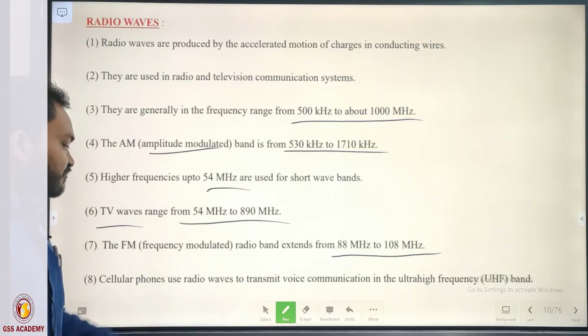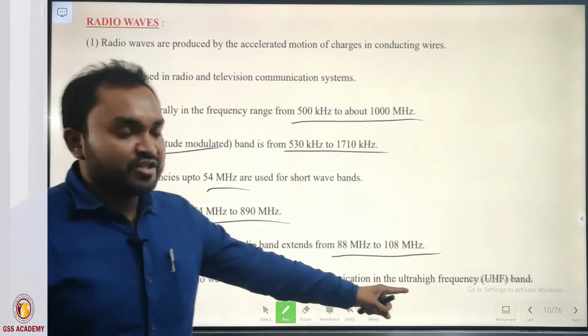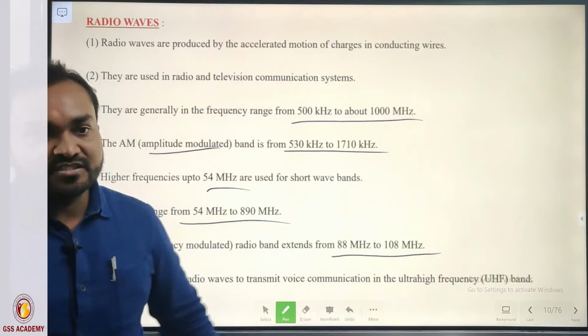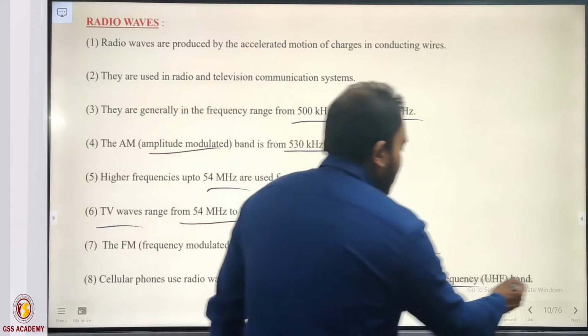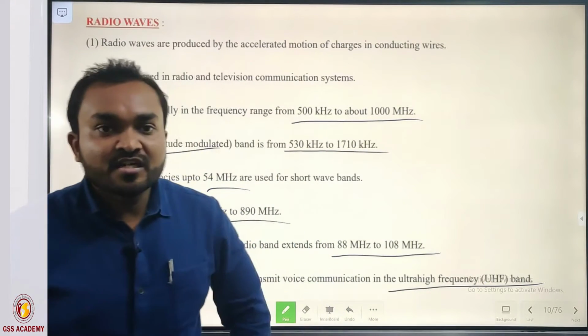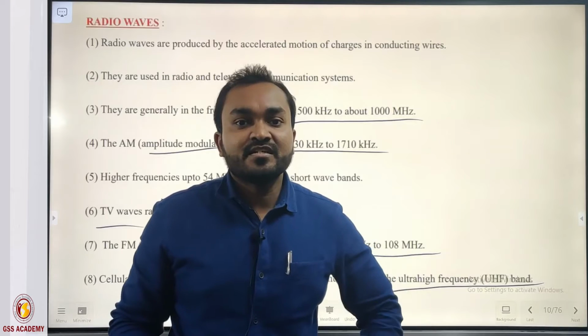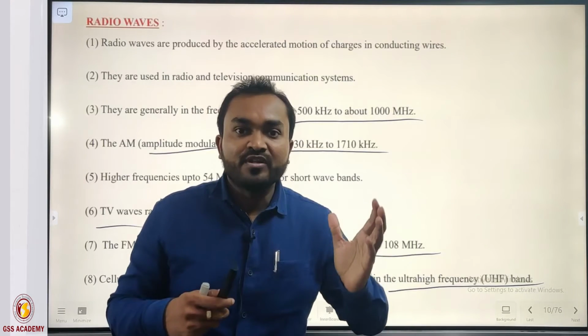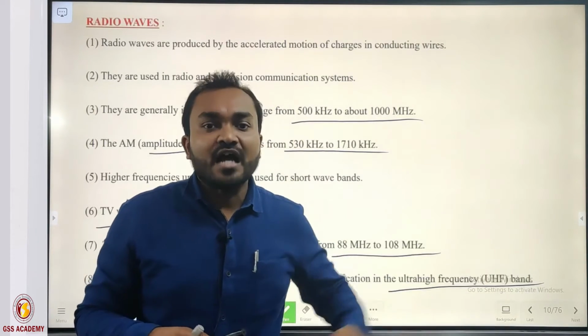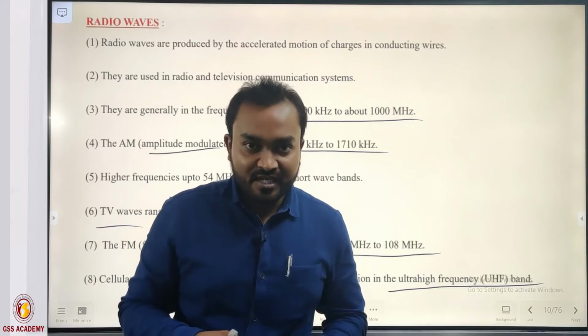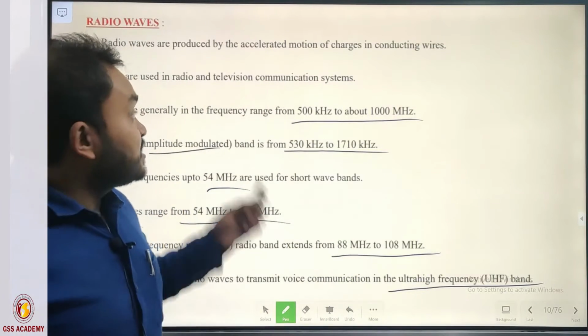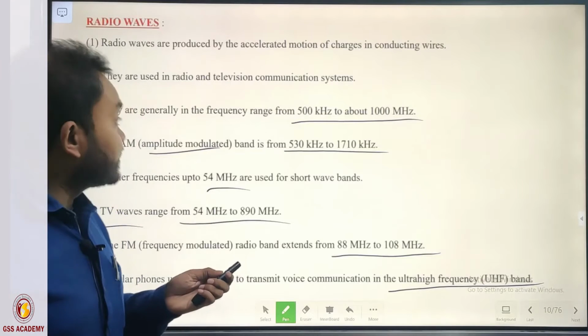Cellular phones use radio waves to transmit voice communication in the ultra high frequency band. Nowadays we use cellular phones, and the voice modulation also depends on this ultra high frequency range. So these are the applications of radio waves.